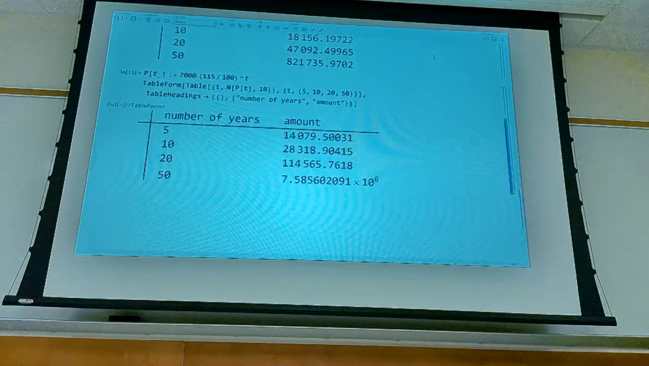Look, after 50 years, it's $7.5 million. That is just a 5% increase in your annual rate, which again, you can easily find. Wait, this is still the initial 7,000, and it's at 15% now instead of 10%. An extra 5% interest. Okay.